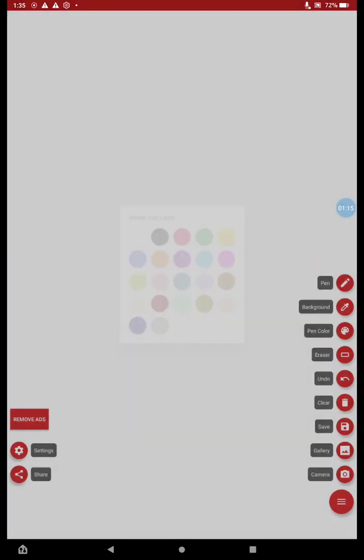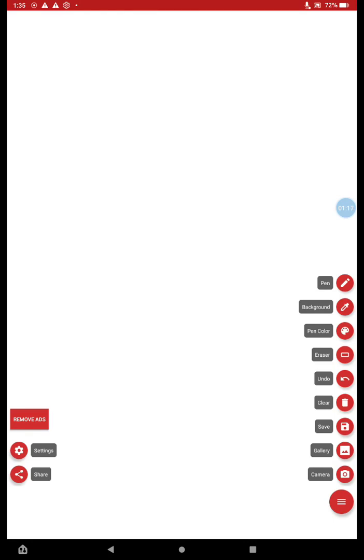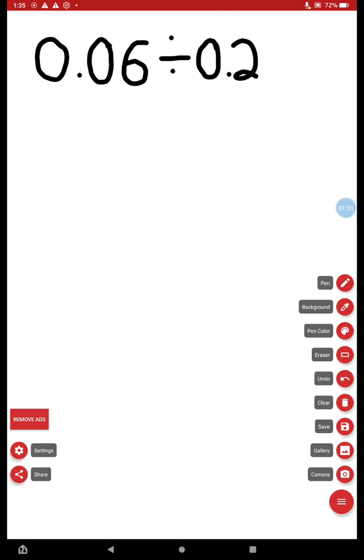Now, something we need to remember is, for all of our problems today, we're going to be looking at this: 0.06 divided by 0.2. All right, now remember, when I'm dividing, I can't have my number on the outside be a decimal. Well, how do I know which one's outside? The divisor is outside. So last week we studied this method.